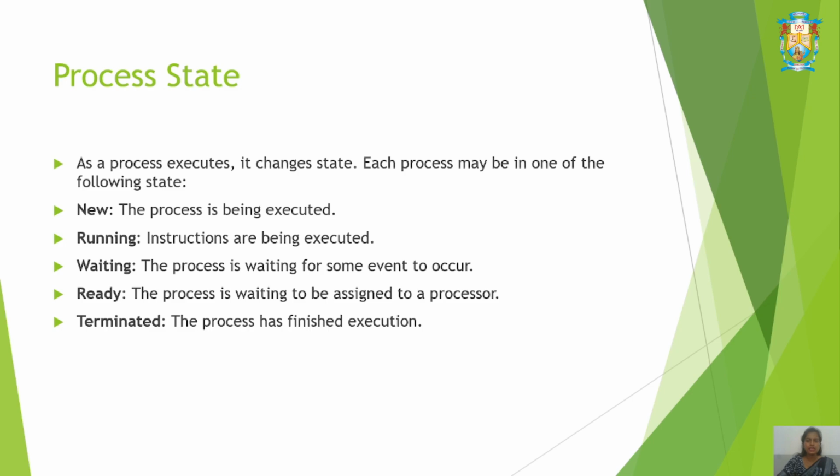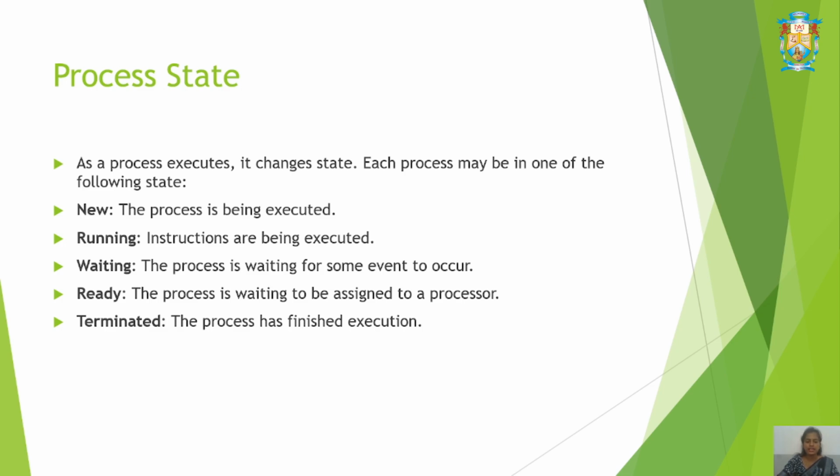The first one is the new state. The process being created is in the new state. The second one is running. Instructions are being executed. When the instructions of the process are executed, it changes its state from new to running. That means the program is executing.